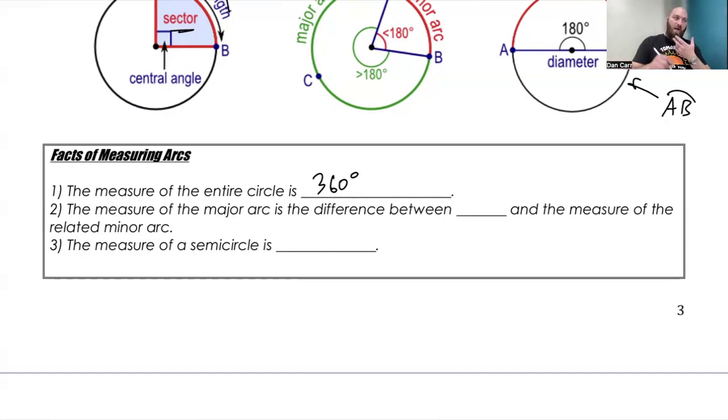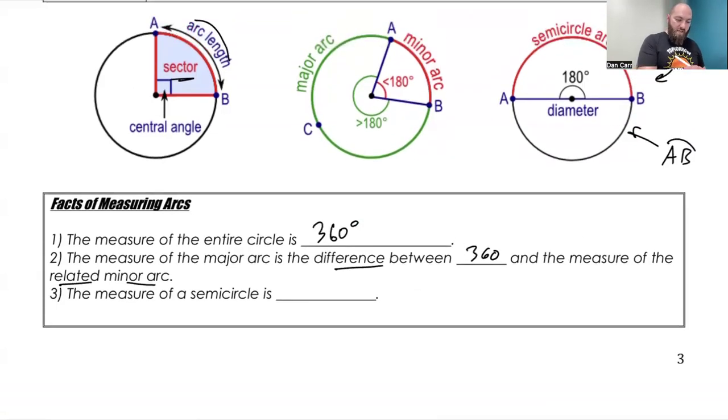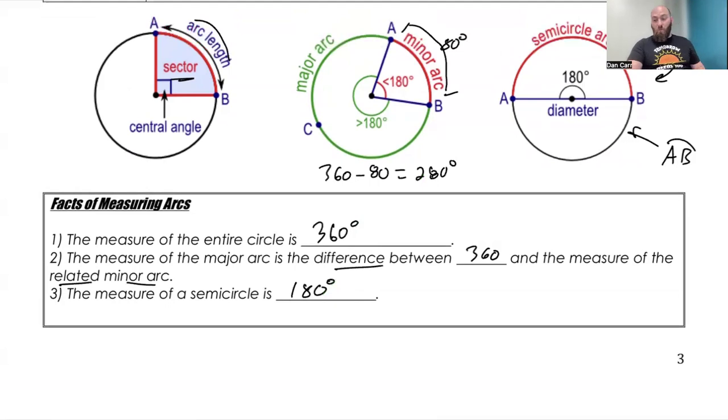We can always keep that in mind because let's say we want to find the measure of a major arc. That is going to be the difference between 360 and the measure of its related minor arc. So if I look at something like this, let's pretend that this is 80 degrees here. Then the major arc is going to be 360 minus 80, which is 280 degrees. That would be the long way around for the major arc. And the measure of a semicircle is always 180 degrees.